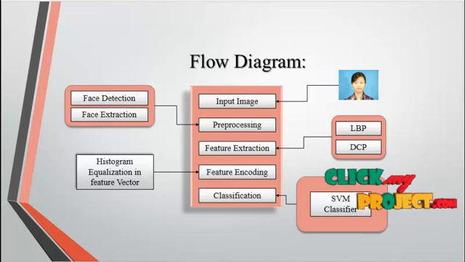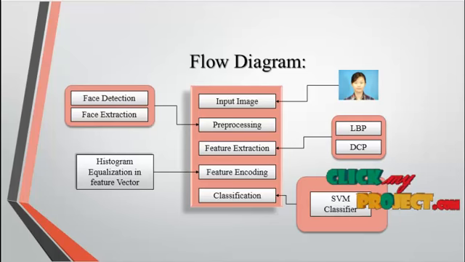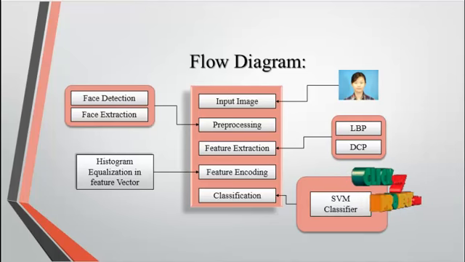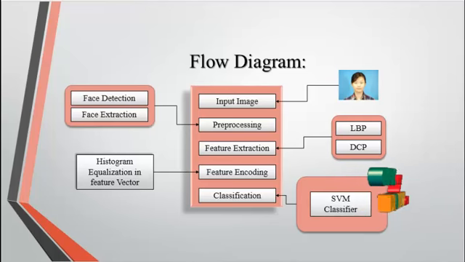After the image resize, image filtering is carried out. In the image filtering, the filtering is applied to remove the noise from the image using the Gaussian filter method. After applying the filtering, the feature extraction is carried out. In the feature extraction, the LBP and the DCP features are extracted. Before extracting the feature, the Viola-Jones method is applied to extract the face region from the background.